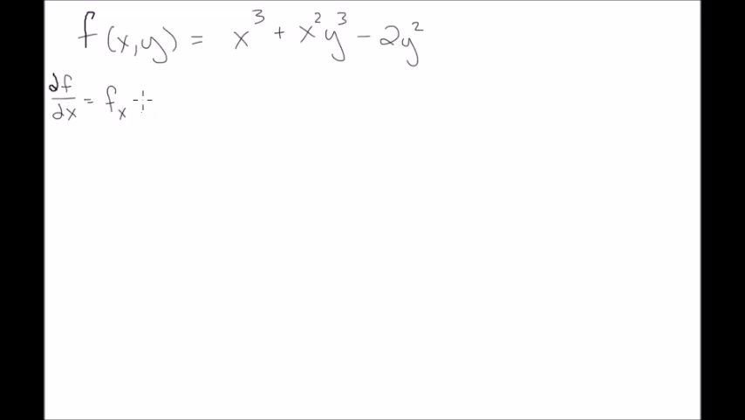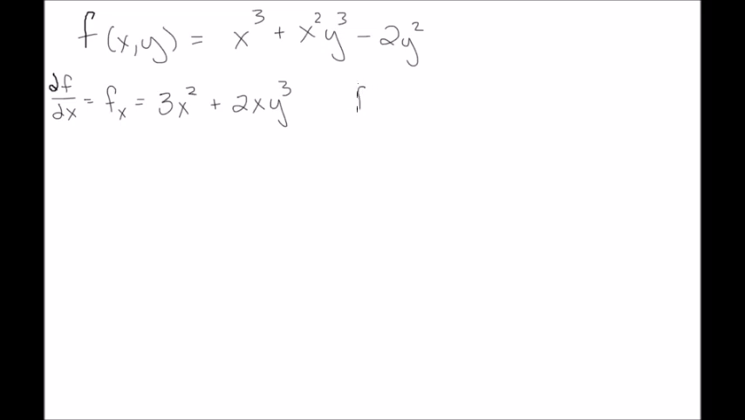So now there are no implicit functions in this equation, so I'm treating my y's as constants. I get 3x squared plus, remember the y cubed here is a constant, so 2x times y cubed unchanged. And the third term does not have any x expressions in it, so I'm done.